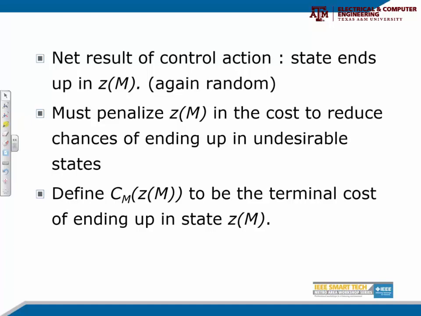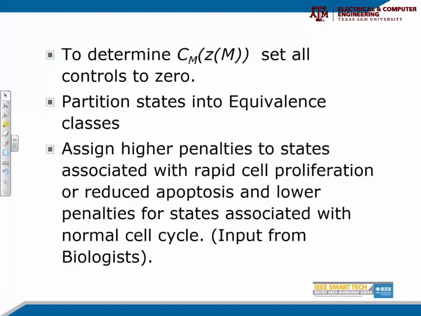And now you basically have to assign to each of the possible terminal states a penalty, right? So to assign that, you set all the controls to 0, right? No intervention is being done. You partition the states into equivalence classes because if you have an ergodic Markov chain, every state will communicate with every other state, okay? But if it's not ergodic, you're going to have some equivalence classes, okay? Such that if you get into one class, you will stay in there, all right? But you cannot jump across classes. So you partition the states into these equivalence classes. You assign higher penalties to states that are associated with rapid cell proliferation or reduced apoptosis, both of which are hallmarks of cancer, right?